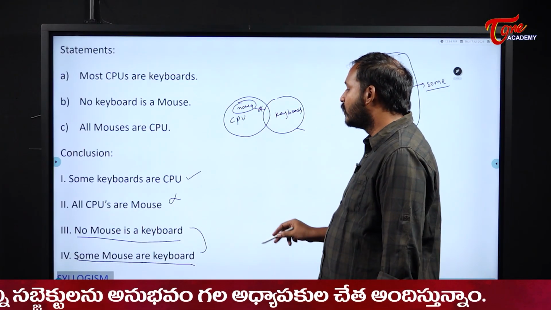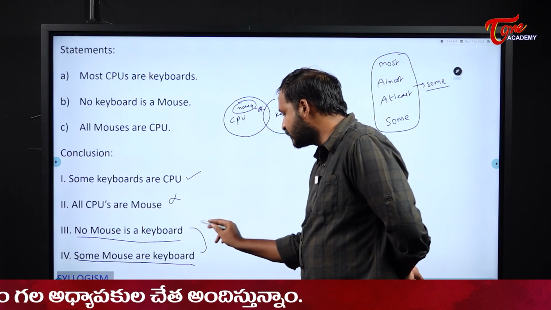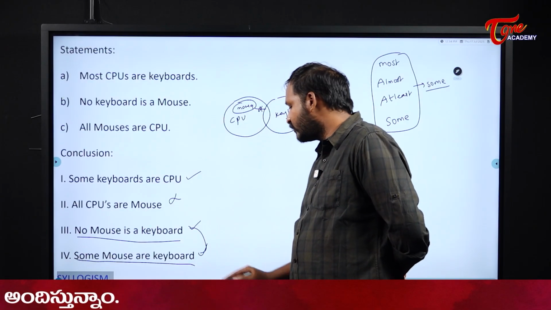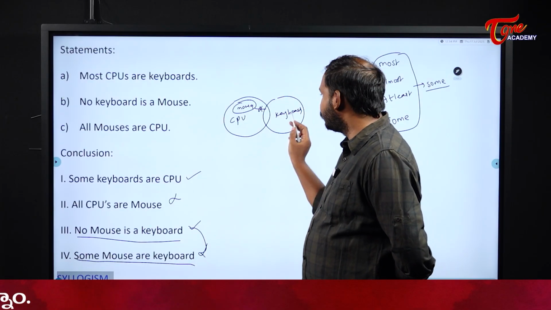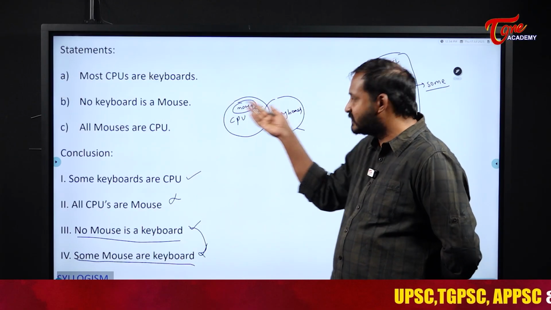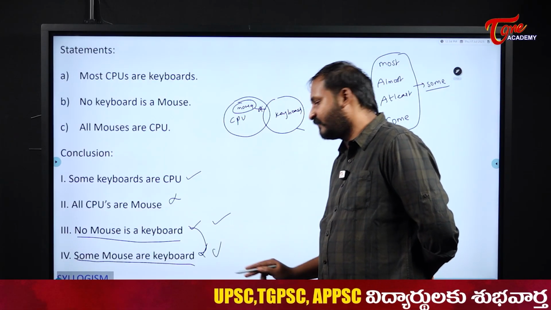Now come to this one. No mouse is a keyboard. According to the basic diagram, that is true. Some mouse are keyboard. That is false, according to the basic diagram. Now to make it true, I will try to draw the keyboard with mouse. Is it possible? No. Why? Because that is the given statement directly. So this will always be true and this will always be false for me.